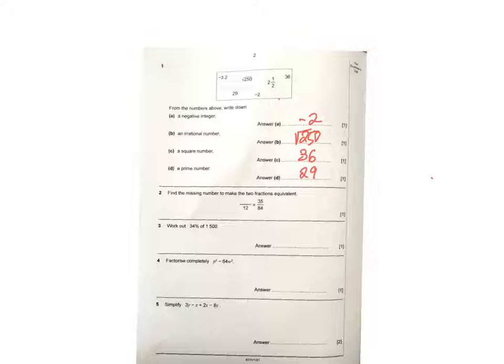Okay, then we move on to question 2. We want to find the missing number to make the two fractions equivalent. Now for equivalent, say for instance there you are given 35 out of 84. That is a complete fraction. What you need to do, you just press on your calculator 35 over 84, and then if the number down gives you 12, that means the top number is your answer, and in this case we have a 5.